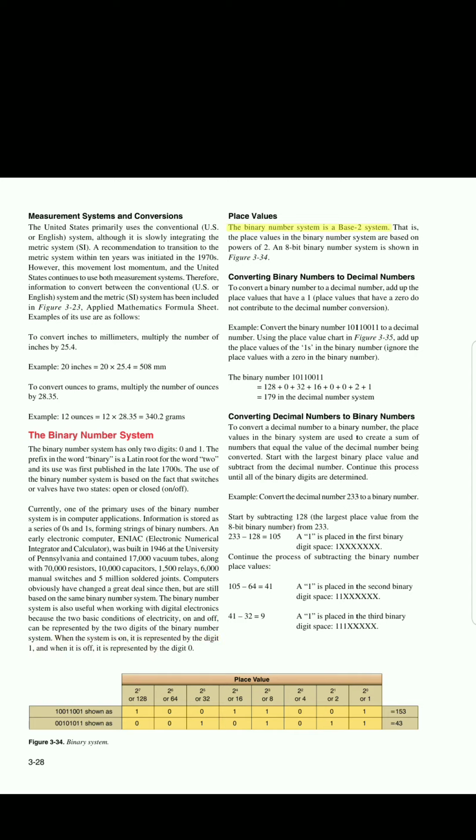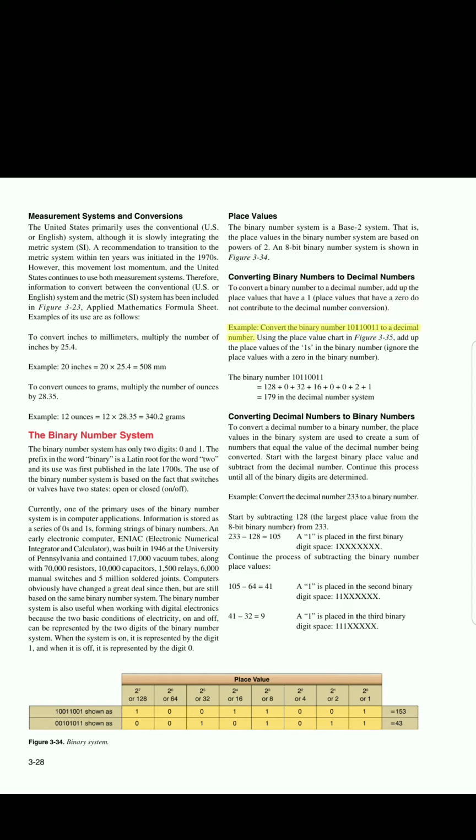Place values. The binary number system is a base 2 system. That is, the place values in the binary number system are based on powers of 2. An 8-bit binary number system is shown in Figure 3-34. Converting binary numbers to decimal numbers. To convert a binary number to a decimal number, add up the place values that have a 1. Place values that have a 0 do not contribute to the decimal number conversion.